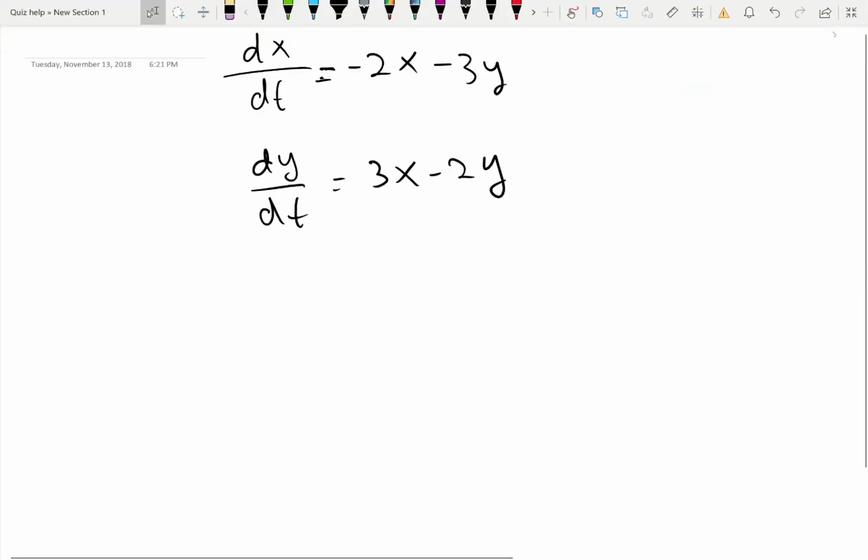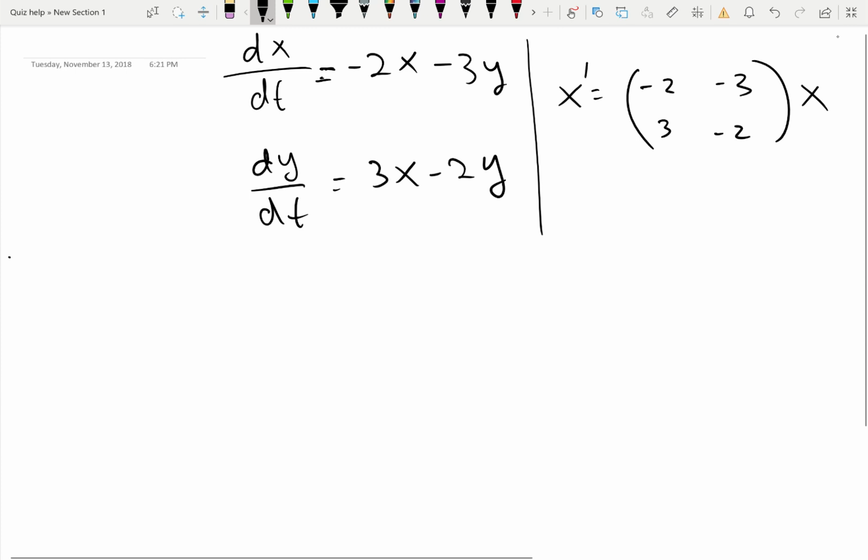Alright, so let's solve this example. Now let's write the system of equations first. So this is x prime. The coefficient matrix is -2, -3, 3, -2, times x. First thing we want to do is find the eigenvalues.